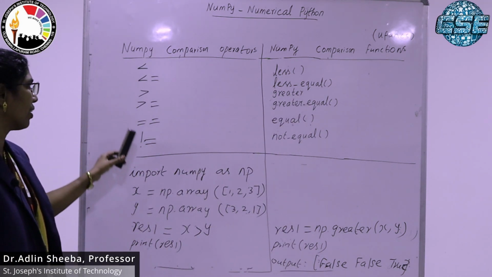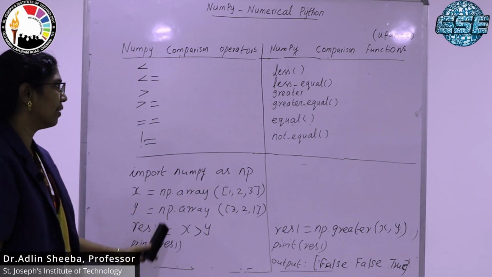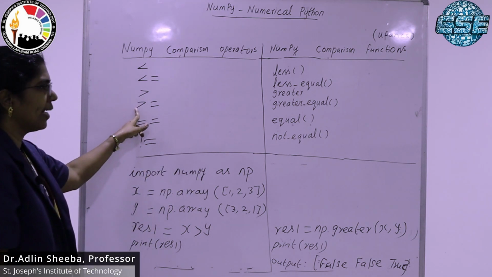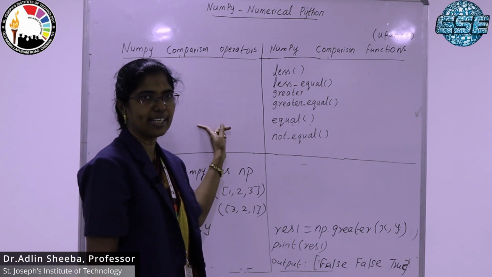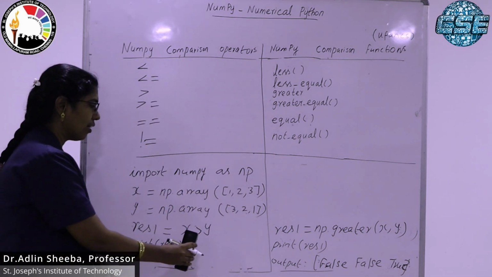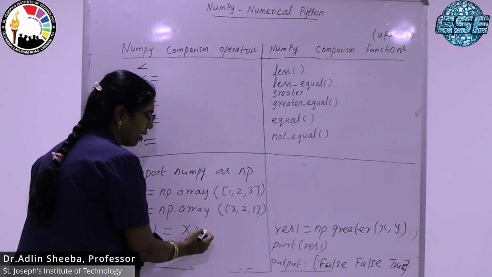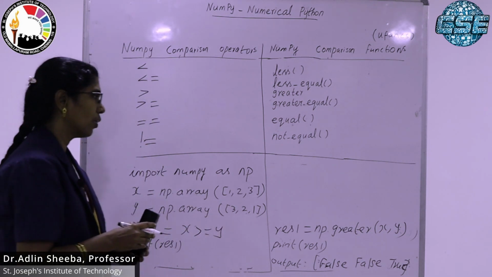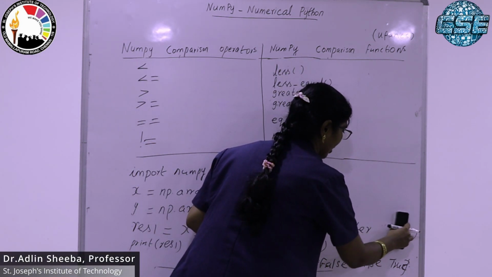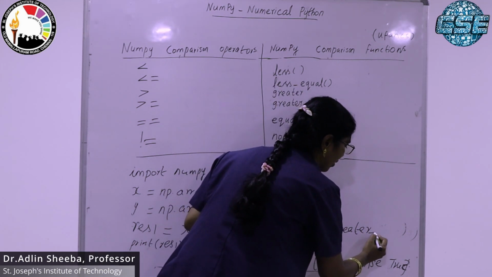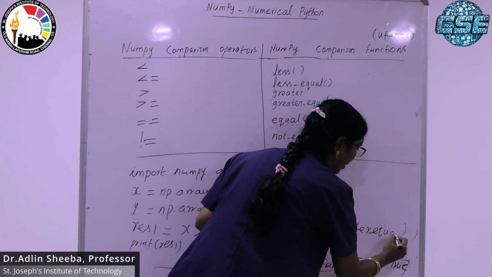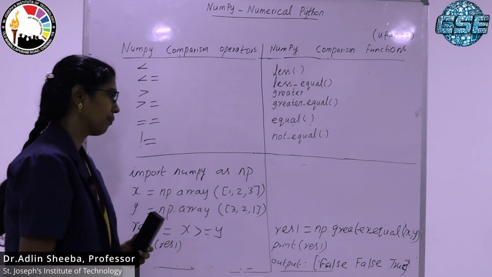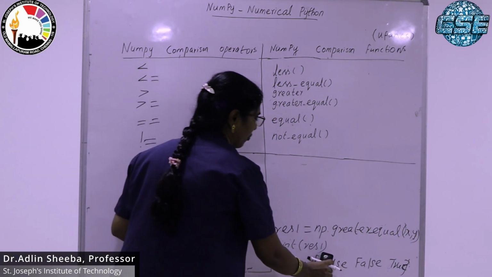So now we have completed the greater than operation, and next one we have is greater than or equal. So instead of greater than symbol, we are writing here greater than or equal to y. So here we have the corresponding function, ufunc, greater equal of x comma y. So now let us see the output for this.